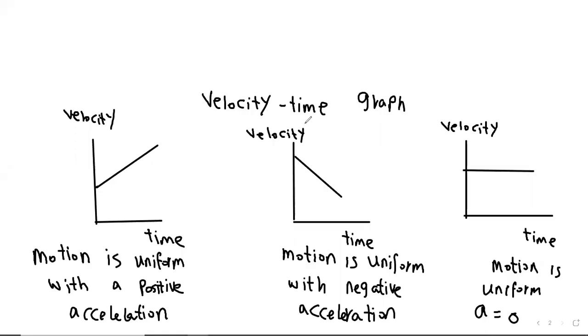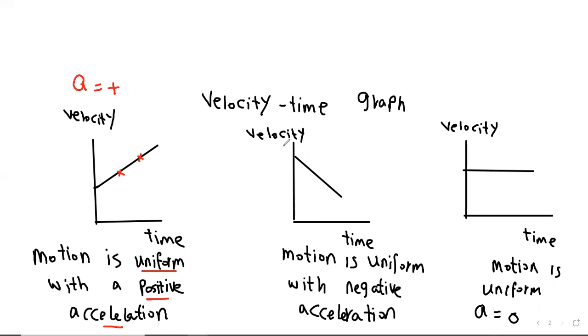If we look at the velocity-time graph in the first one, we have a relation between velocity and time. We observe that the velocity increases with respect to time. If we find the slope of this straight line, the slope is the change in velocity over the change in time, and you will get a constant acceleration. So acceleration is constant, and the acceleration here is positive. So the motion is uniform with a positive acceleration.